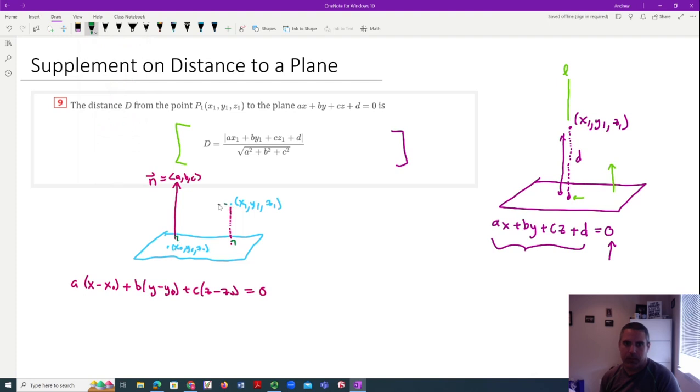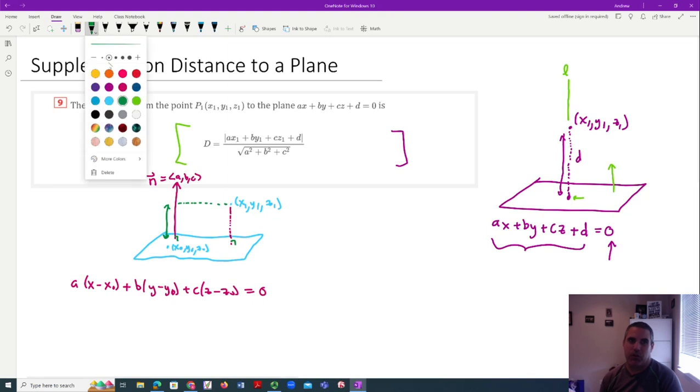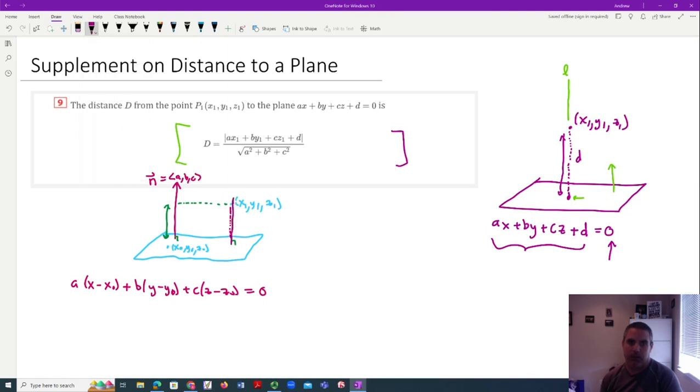We really want to find this length right here, however far that is. The truth is we can take that normal vector and draw it wherever we want. So in fact, we could draw it right on top of this. Let's do that. There's our n. So that's the length we want, is this length.